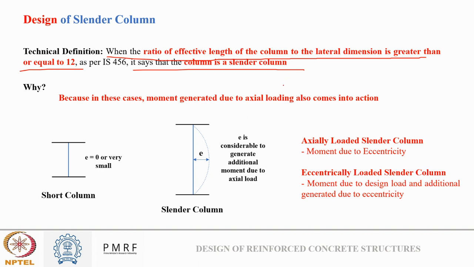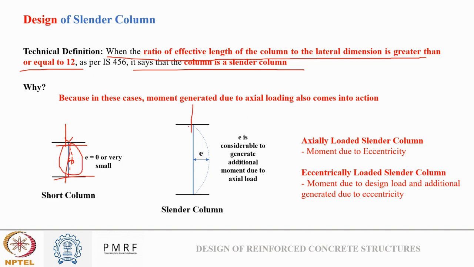Now, why is this ratio such a criterion? How does this ratio come into the picture? Because above a certain length of column, buckling will start coming into the picture, which is nothing but the moment generated due to the axial load. If you see in the image, when we have a short column and some load acting on the top, there is not much bending in the column. So the eccentricity due to bending is very small or zero, and there is no additional moment coming here.